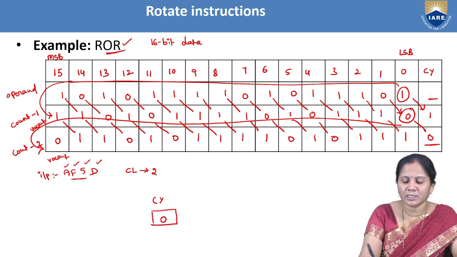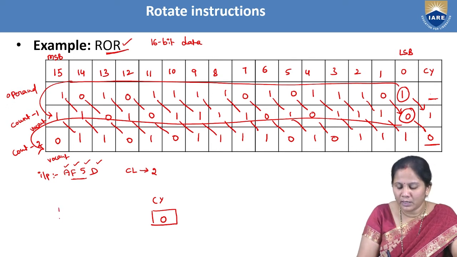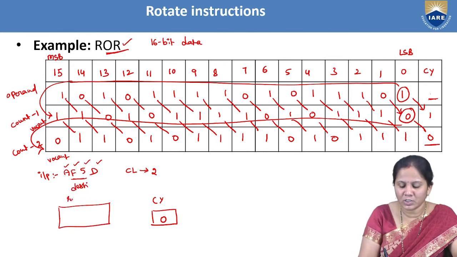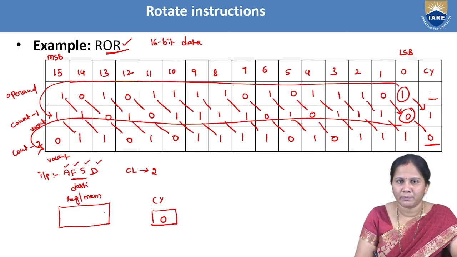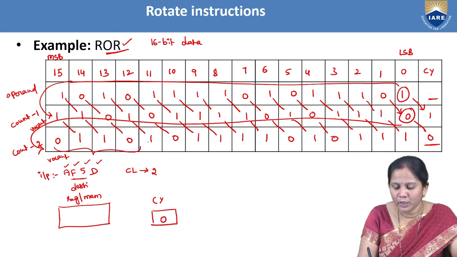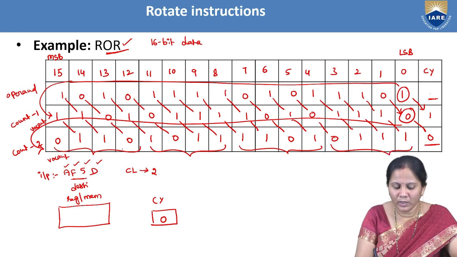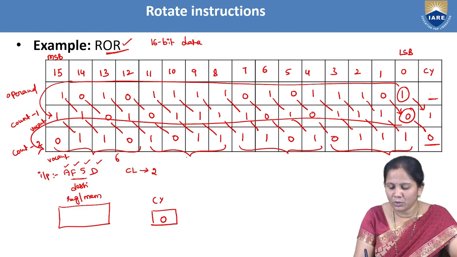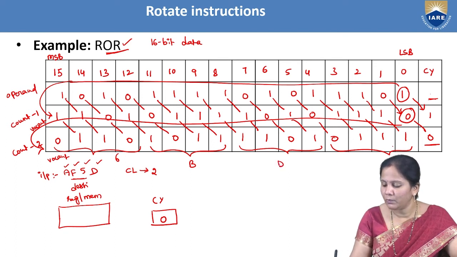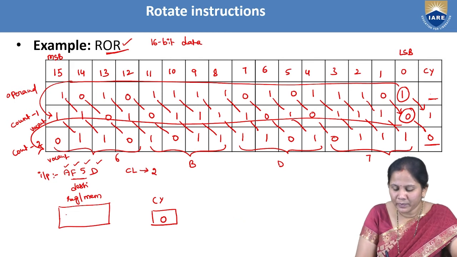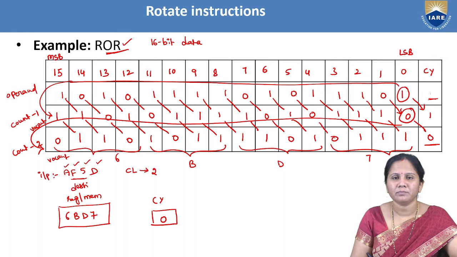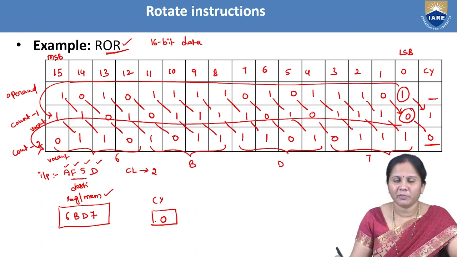So when this instruction is executed 2 times, how the data will be modified? That modified data will be stored in the place of destination. This destination can be either a register or a memory location. Now, considering this value as a hexadecimal value, here this is 0, 1, 1, 0, so the value is 6. 1, 0, 1, 1 is B. 1, 1, 0, 1 is D. 0, 1, 1, 1 is 7. So here 6, B, D, 7 will be stored in the destination after performing the rotate right operation excluding carry by 2 times.